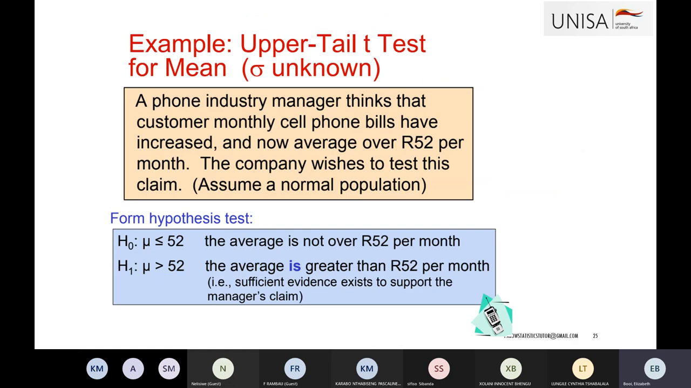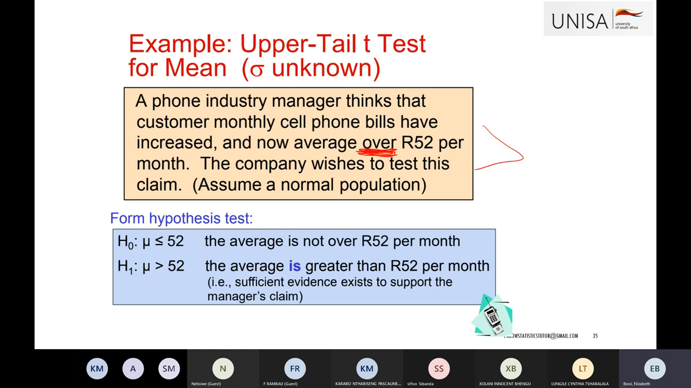If we look at a one tail test, and here we're going to look at the upper tail. So here the researcher says, a phone industry manager thinks that the customer monthly cell phone bills have increased and now it averages over 52 rand per month. The company wishes to test this claim. So since keywords are very important when you read the statement, because it says over, it means the researcher wants to prove that it is more than.